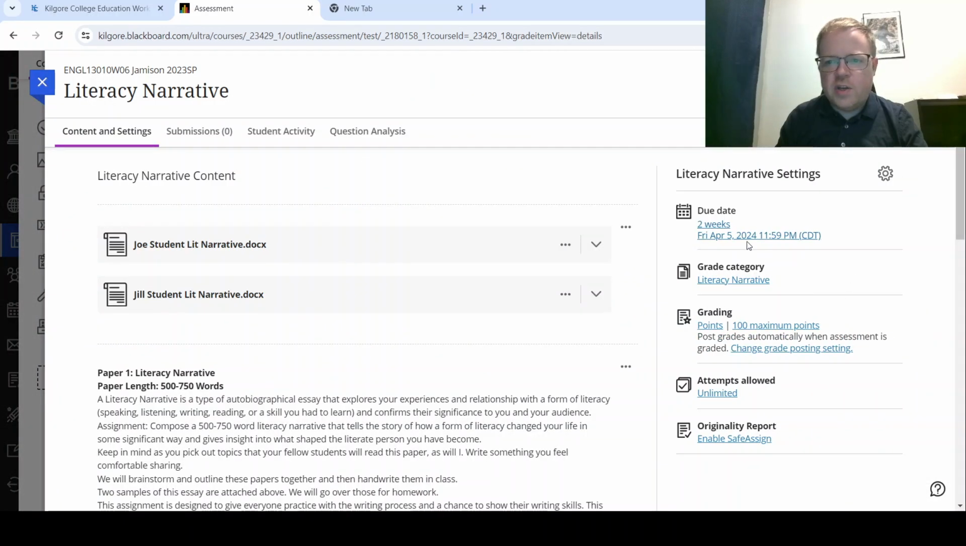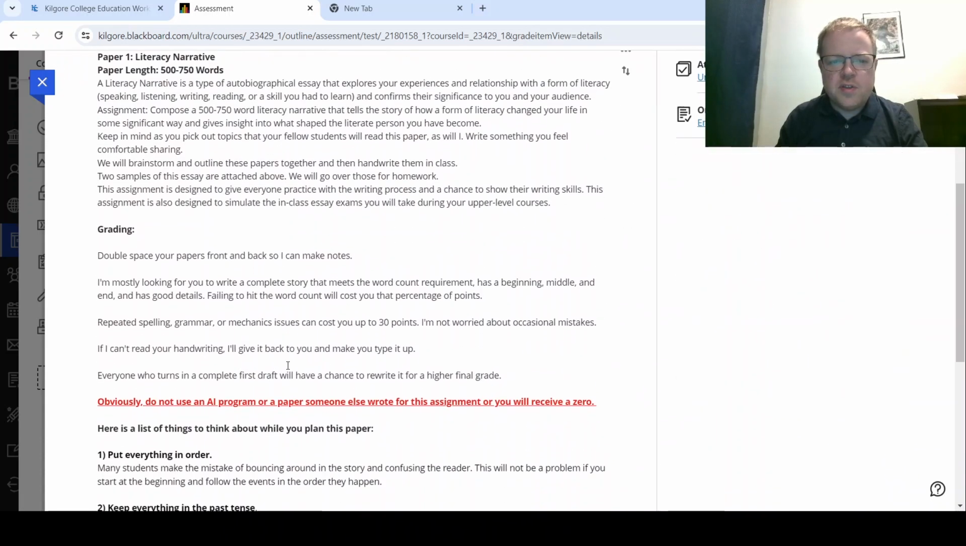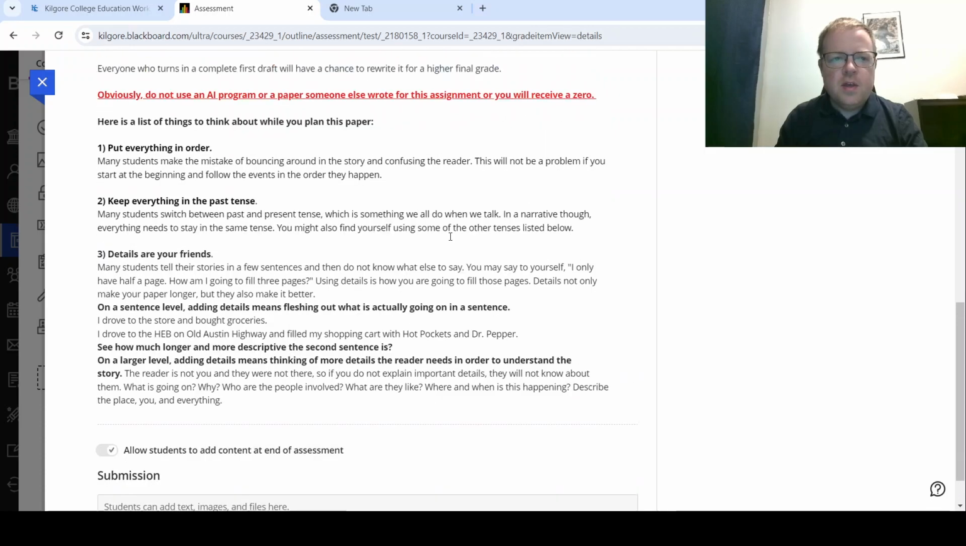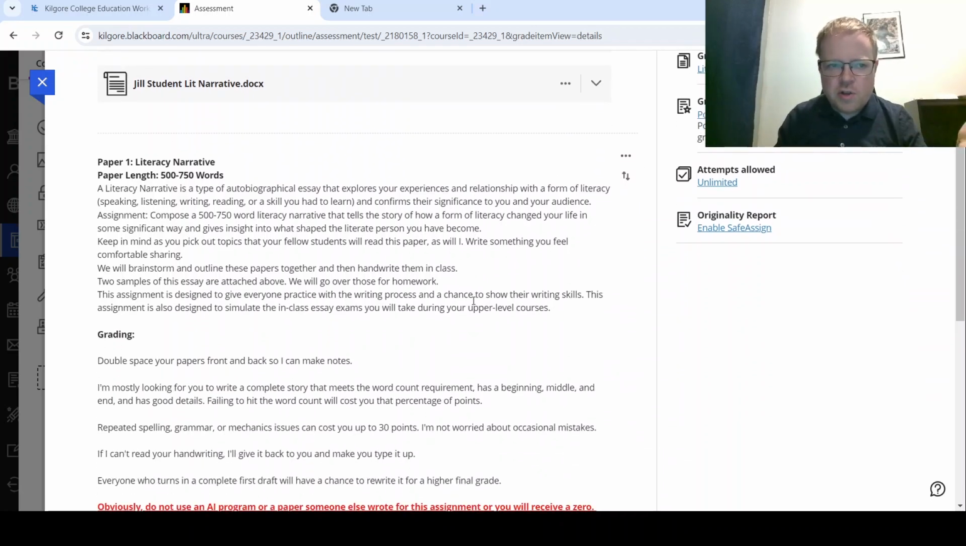This will be due on Friday, April 5th. The samples are still here. This is the same assignment sheet that you saw before. You should complete this on a Google Doc or a Microsoft Word doc, and either way, submit it as a file. Submit it as a Word doc or a PDF. Use your outline, work through it. You need to have at least 500 words. But a lot of people end up getting carried away, and if you do, that's totally fine as well.